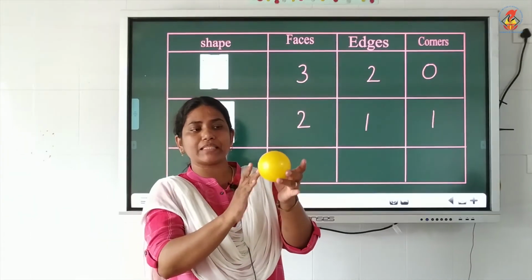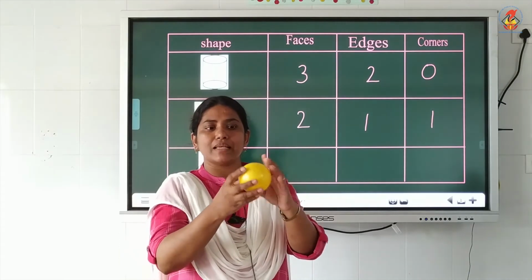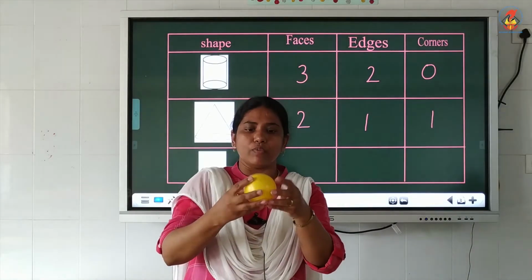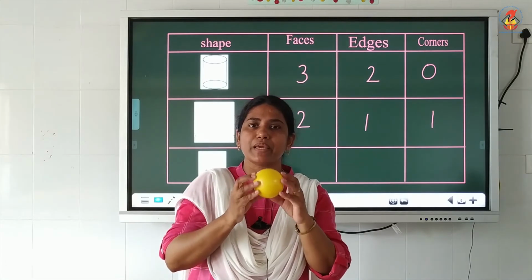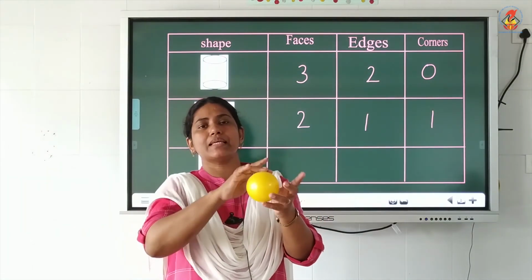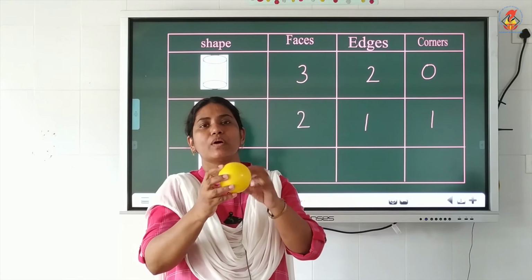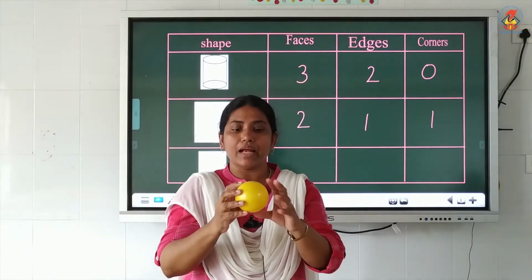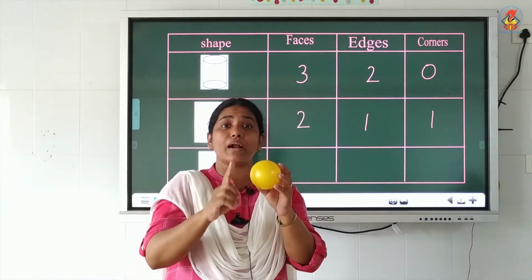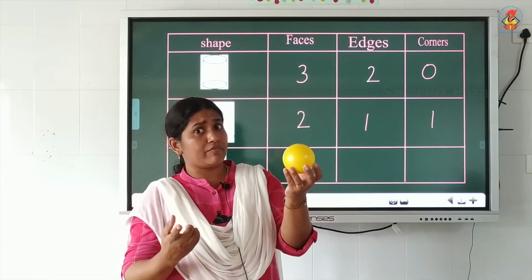I told you face means the plane surface. Here I am touching on the face. Without any face I can't touch this sphere. Okay, so this is where I am touching. This one is its face. Okay, so a sphere has only one face.